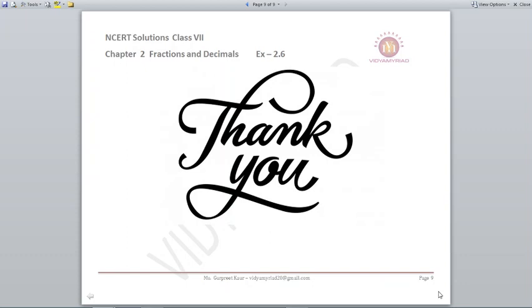So here we finish exercise 2.6. This was quite easy. Please do lots of practice. Try to do it on your own and then see whether you have understood the concept or not.